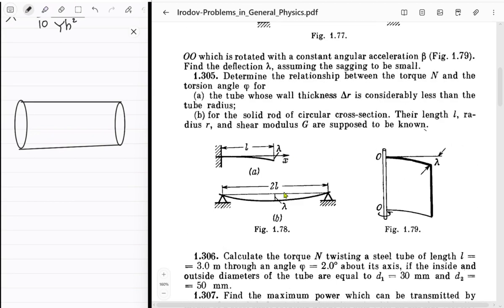Okay, so this is our tube, and let's just say you cut out a cross section of this thing. So it should actually be like this and like this or whatever. So you cut out a cross section.